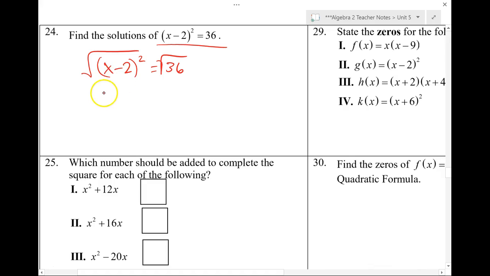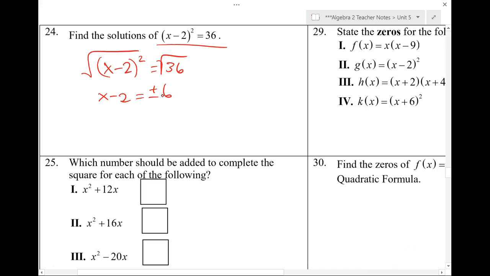And over here on the left, I get x minus 2. And on the right, the square root of 36 is 6, but I always need to remember, if I take the square root, especially when I'm finding solutions, that there could be two possibilities. Because the square root of 36 could be both negative 6 and positive 6. That's why we write plus and minus, because it could be either one.